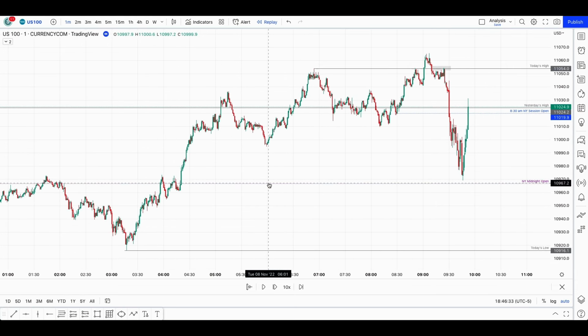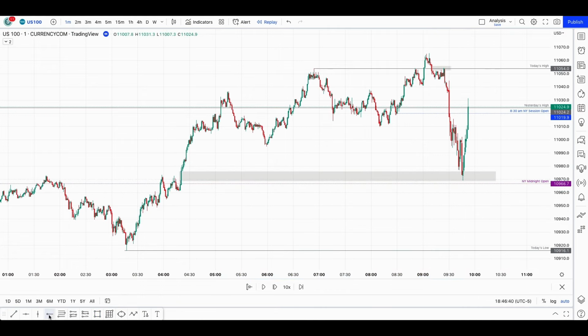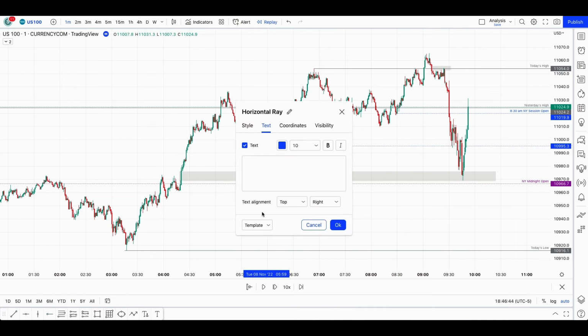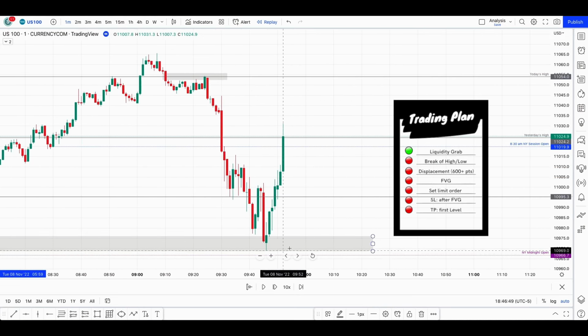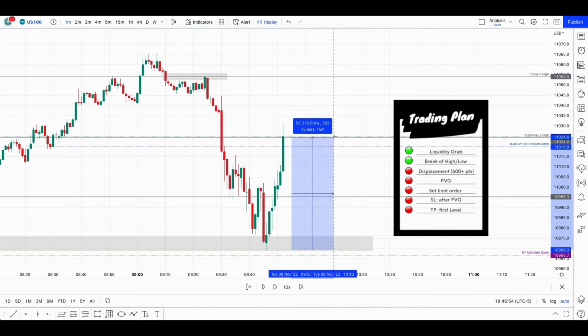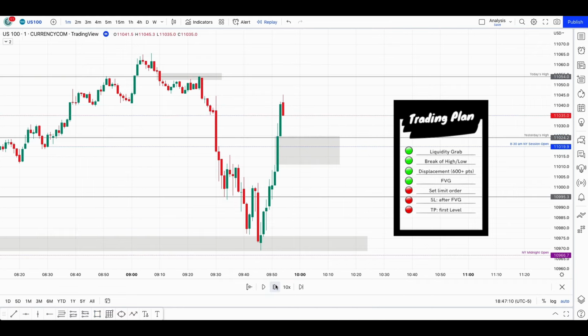However, after filling this fair value gap right there, and taking this level here, which was around 6 a.m., we started having a displacement like this one. Let's check the displacement. So it is indeed more than 600. And we have this fair value gap right there. And since it's 9:52, let's wait for 9:55.